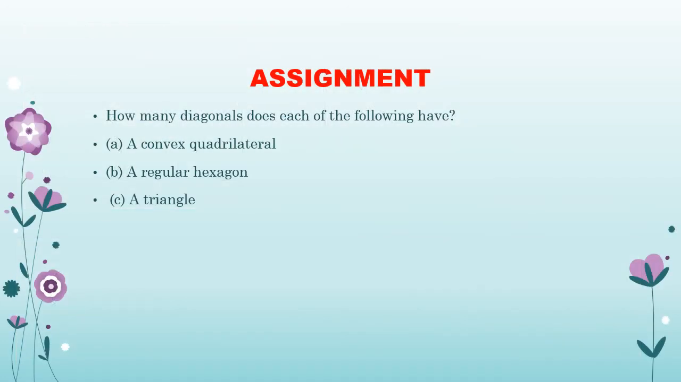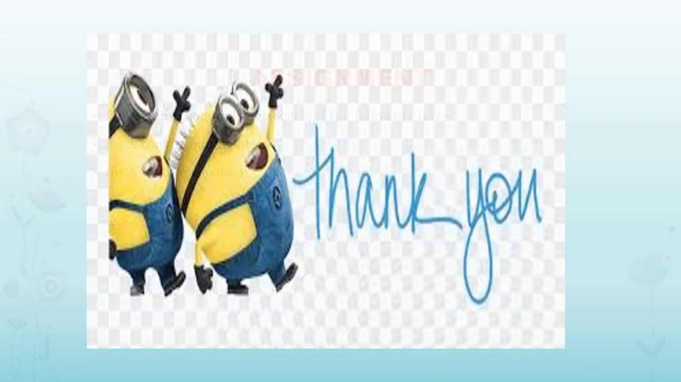Here is an assignment for you. How many diagonals does each of the following have? A convex quadrilateral, a regular hexagon and a triangle. So do it properly. All the best and practice properly.